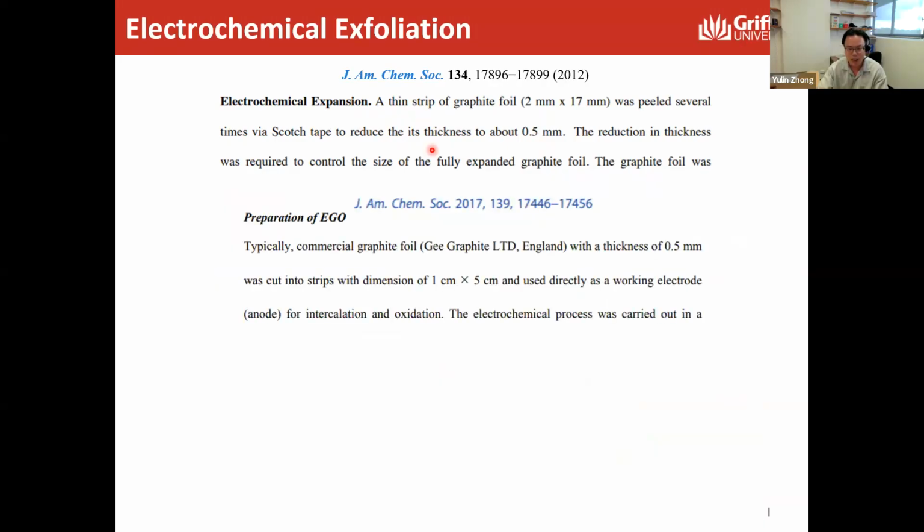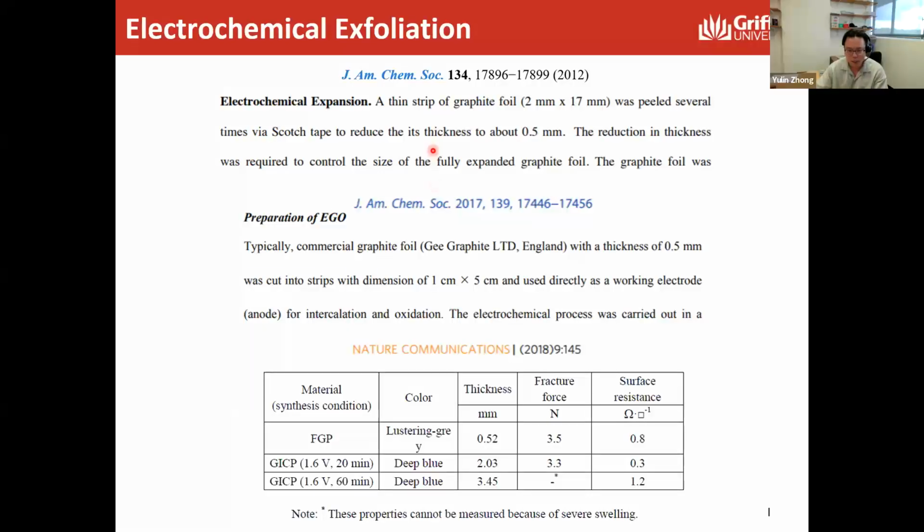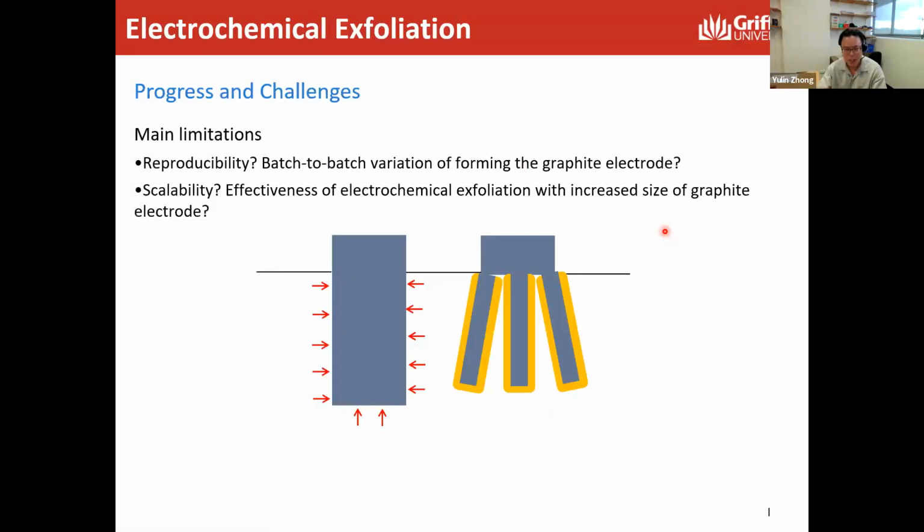And then a few years later, there are also other reported papers that also made use of a graphite foil. And yeah, that was in 2017, 2018 where they also said that they employed graphite foil in their electrochemical exfoliation. And also you notice that they use the thickness of 0.5 mm, similar to what I've used. So I would just say that the reason that we had to use such a thin graphite foil is because of the reproducibility, the scalability.